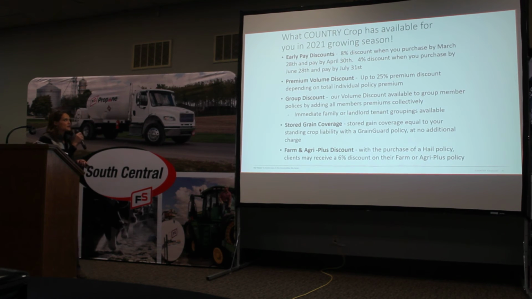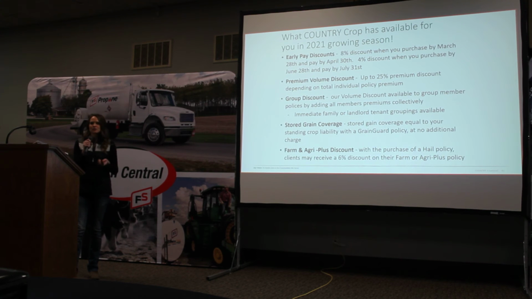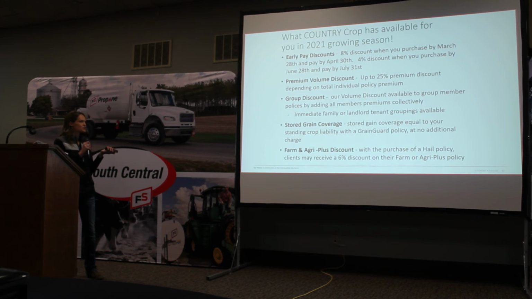Early pay discounts: 8% if you pay by April 30th, 4% if you pay by July 31st. Premium volume discounts: you can get up to 25% off your premium. Group discounts: if you have immediate family, landlords, tenants, you can get in on the group discount. Stored grain coverage equal to your standing crop liability with a grain guard policy at no additional charge to you.